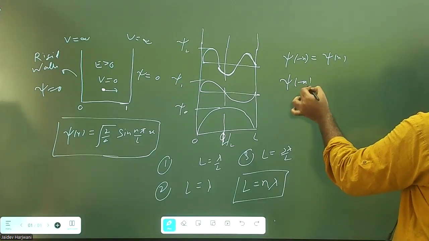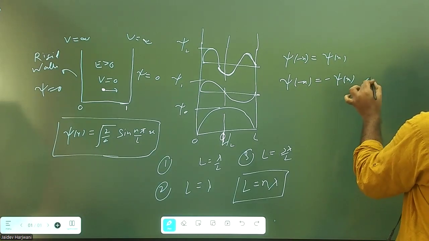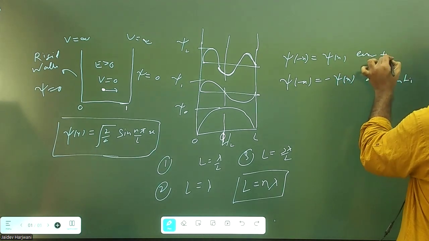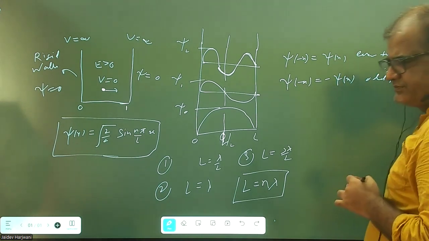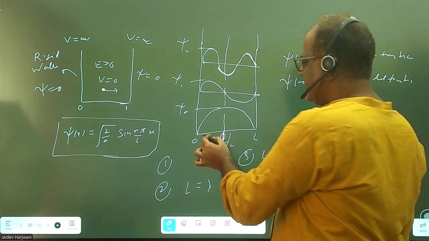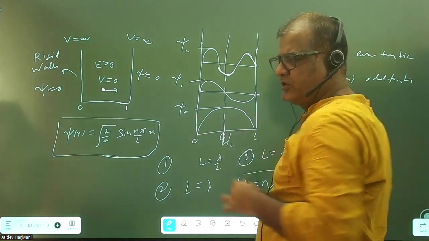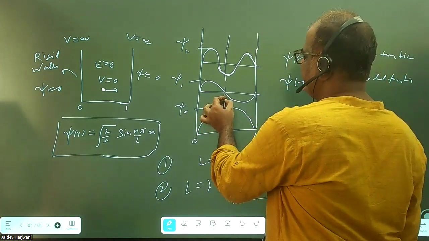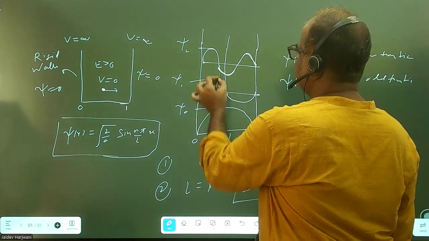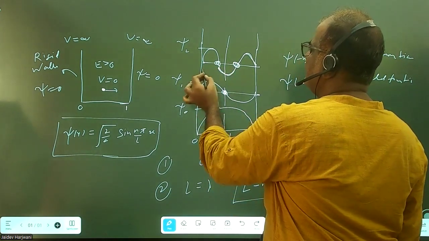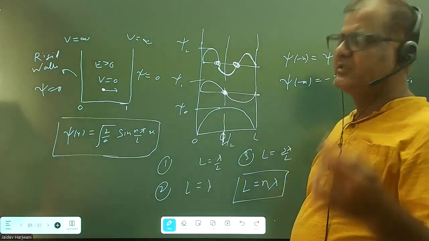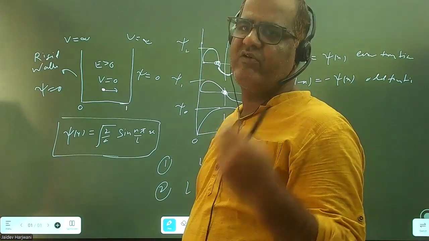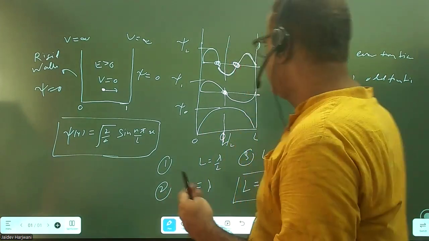If psi of minus x is equal to minus psi of x, then these are called odd functions. These are even functions. And you see, the ground state has no zeros. That means the wave function has no nodes. If you go to the first excited state, there is one node. The second excited state has two nodes. Similarly, the third excited state has three nodes. So as the energy increases, the number of zeros, or nodes, of the wave function also increases.